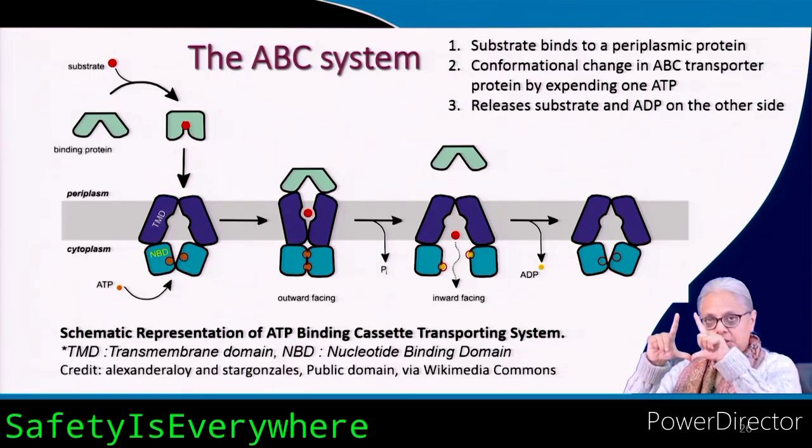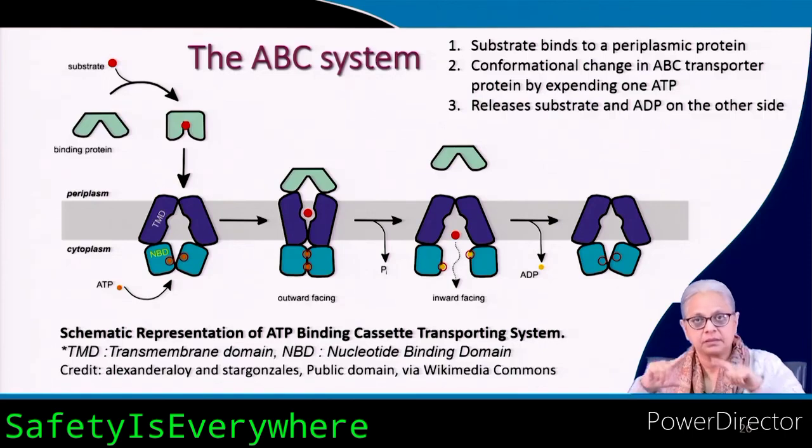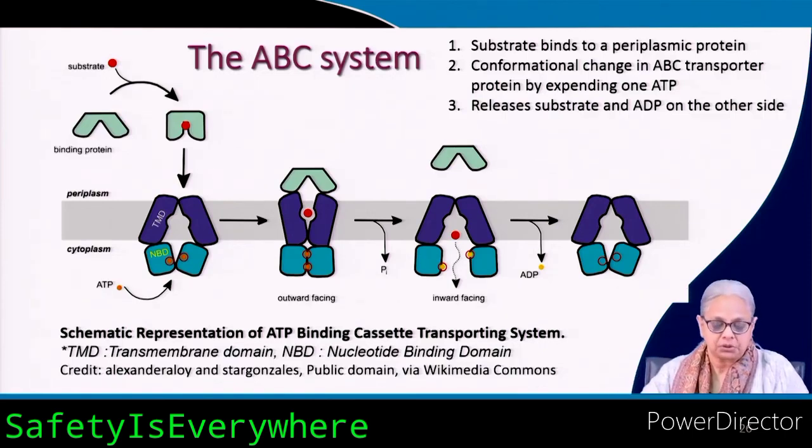The substrate is taken in, in a sense the gate closes, the substrate is inside the transmembrane protein, the other gate inside the cell is opened, the substrate is entering the cell, and the entire transmembrane protein goes back to its original state. But what is important in this process is that ATP has to be utilized to change the form of the protein so that it can allow this substrate to come into the cytoplasm.